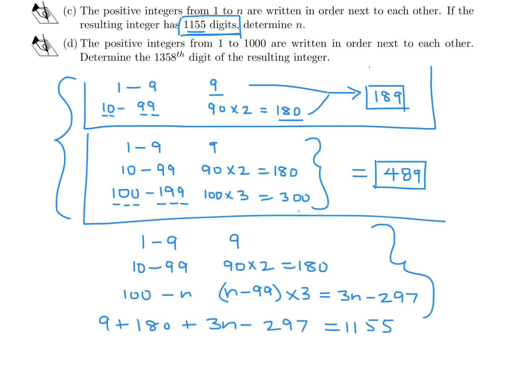So let's do this math here. This is 3n, and that'll be 1263. And then solving this, we get n equal to 421. There you go.